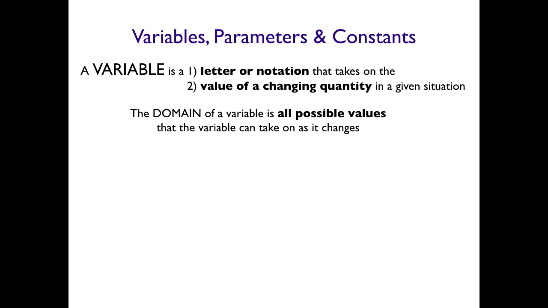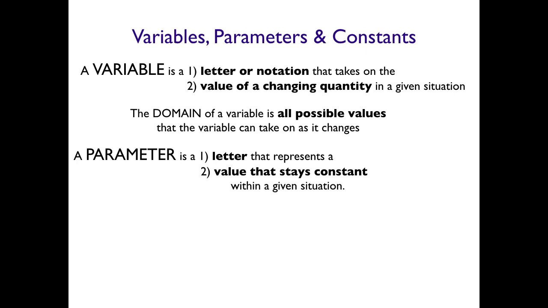It has to be measuring something that's changing, but it also has to be an actual letter or a symbol. So I can have a concept in my head that's varying, but until I assign a letter or a symbol to it, I don't get to call a concept a variable. I call the variable the letter itself, but that letter represents this changing quantity.